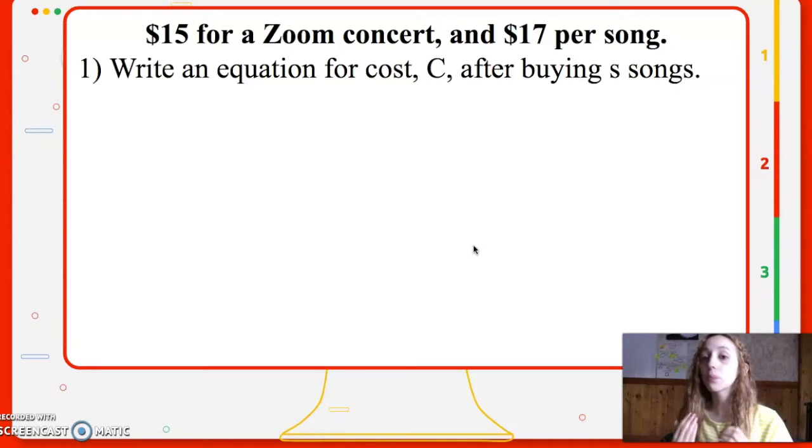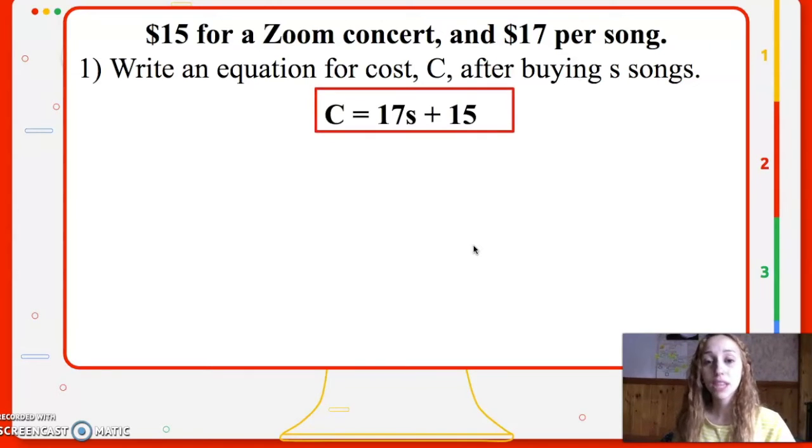$17 per song. Per signifies that you're going to have to say 17, maybe plus 17 if we want 2 songs, or 17 times 2. You might say 17 times 3 if you want 3 songs, or 17 times 10 if you want 10 songs. So there is some form of multiplication there. There is a variable, and the variable is going to be S, 17 times S, 17 times the number of songs.